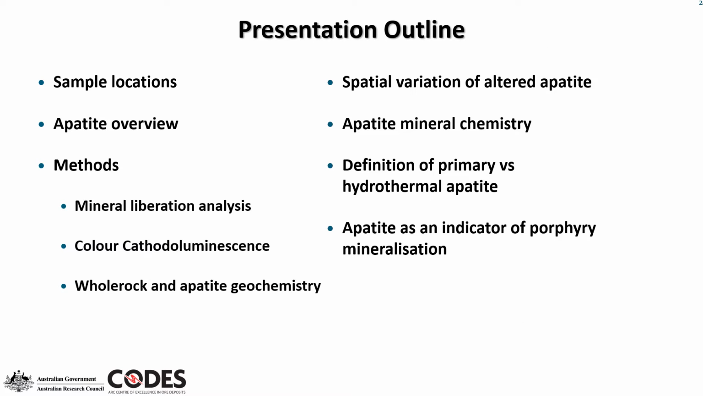Just a quick presentation outline. I'll go through some sample locations, an overview of apatite, the methods I've used, and then some results. So spatial variation of altered apatite, apatite mineral chemistry, some definitions of primary versus hydrothermal apatite, and then the key thing, apatite as an indicator of porphyry mineralisation.